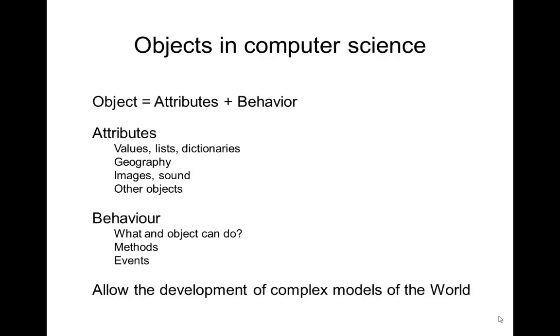Objects in the computer. So that's really all I've got to say about objects in the real world and how we define them. So what is an object in computer science? Well, an object is generally defined as attributes plus behavior. An object is a set of attributes plus some kind of behavior that the object can do.